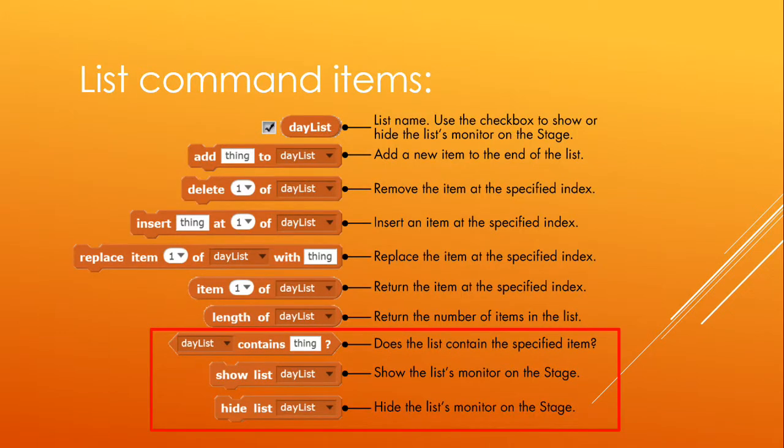Okay, so looking at the list commands, we covered most of them last time. The ones we didn't really cover were the ones I've highlighted there in red. The contains function: does my list contain a certain value? And then it's just the show and the hide variable. The show and hide list, very much like show and hide variable. If you want to display it on your stage or not display it on your stage, you can control that through code.